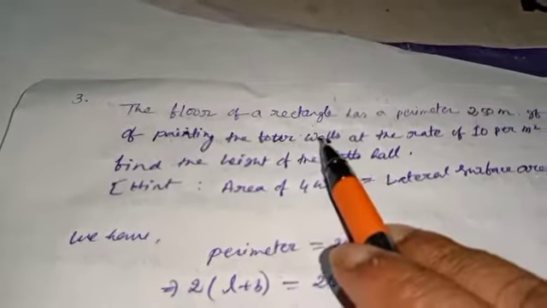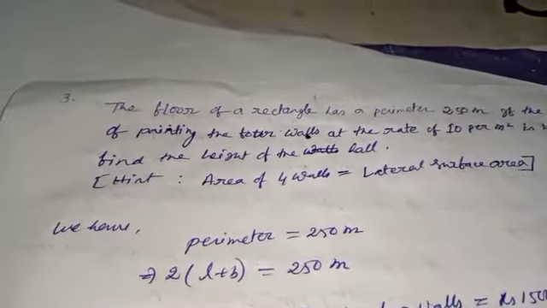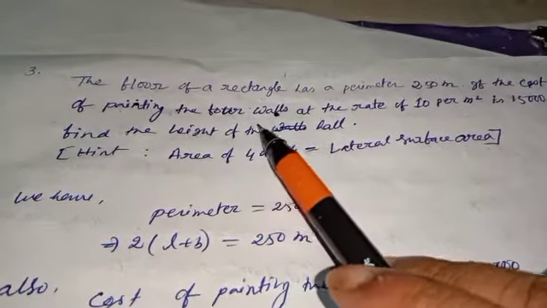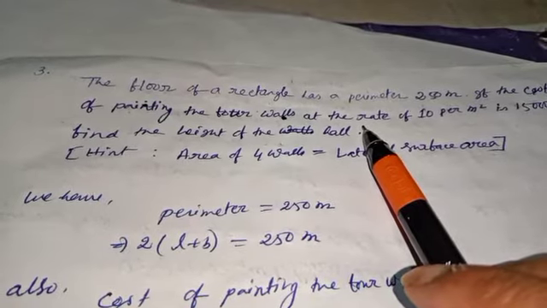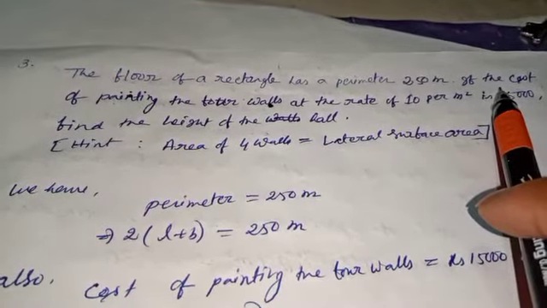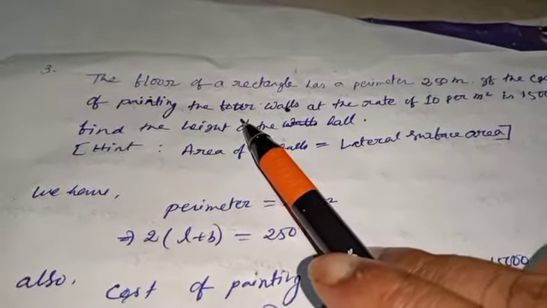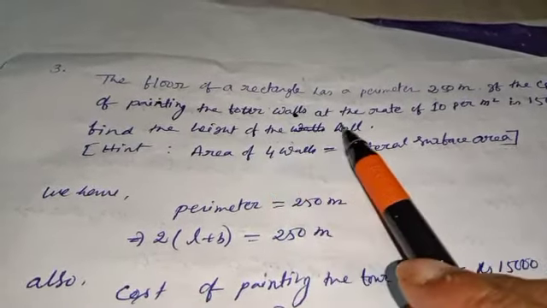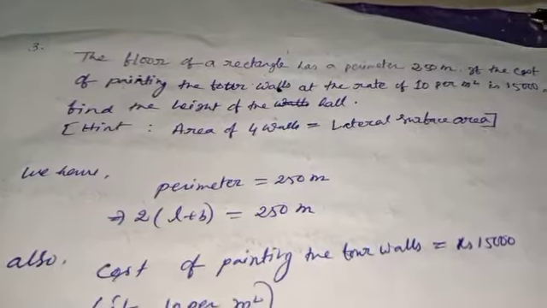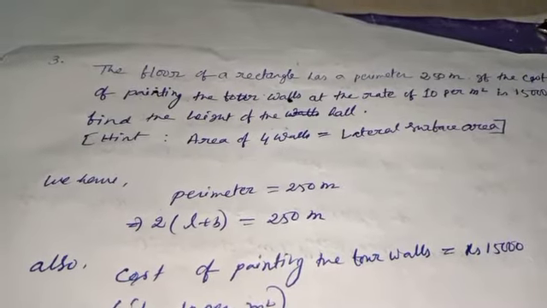Question number 3. The floor of a rectangular hall has a perimeter 250 meter. All of you know what is rectangle? If the cost of painting the 4 walls at the rate of 10 per meter square is rupees 15,000. If it is 10 per meter square, then the total cost is 15,000. Find the height of the hall. You need to find the height of the hall.